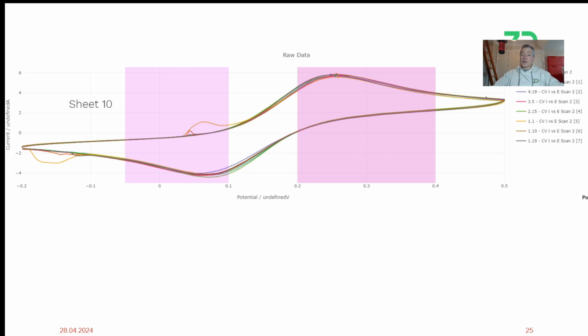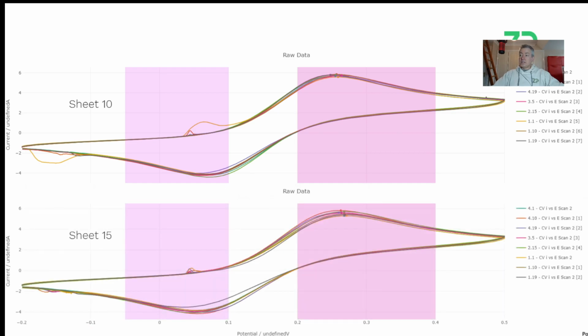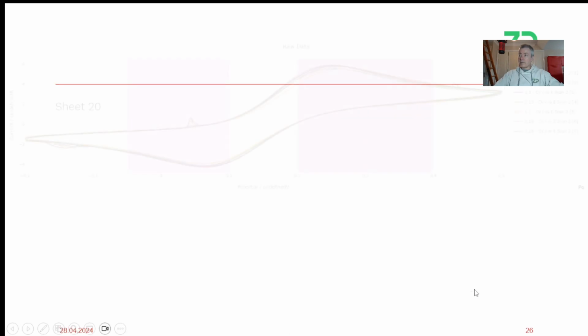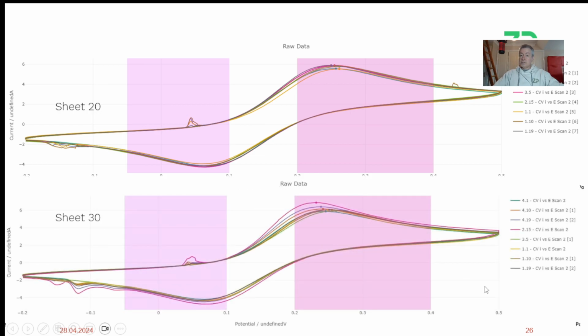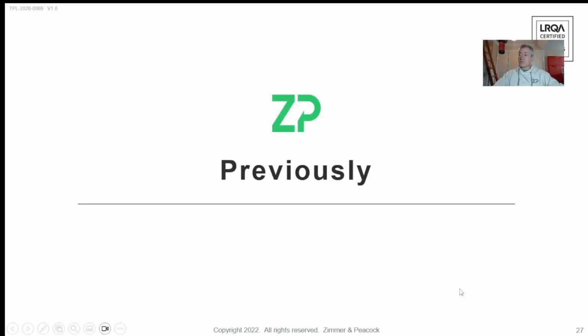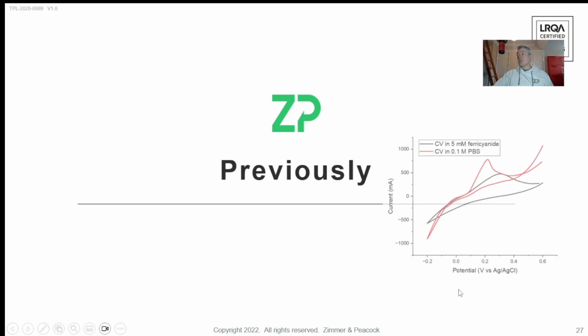So this is the batch of SPEs that this particular person is currently struggling with. And we're also testing with 5 millimolar ferricyanide as well. And these are beautiful and reproducible, so I'm very happy with them. And we're actually using them in the lab at this moment to develop products going towards the FDA as well. So not only do they get tested at the time, they're also in constant use at ZP as well.